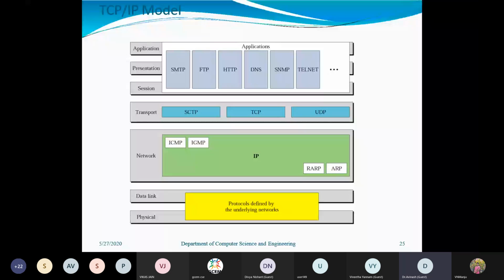So the session, presentation, and application layers are the three layers which commonly share the protocols, that is SMTP, FTP, HTTP, DNS, SNMP, and Telnet. At the transport layer, we have three protocols operating, called SCTP, TCP, and User Datagram Protocol, UDP. Okay, so all these protocols are important protocols.